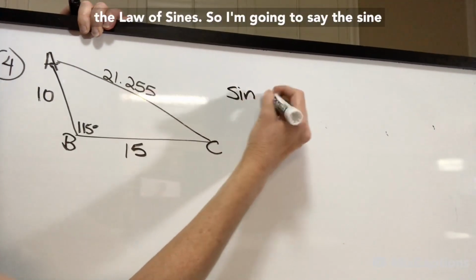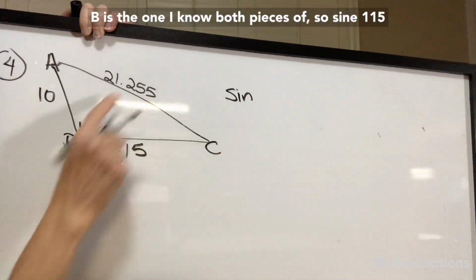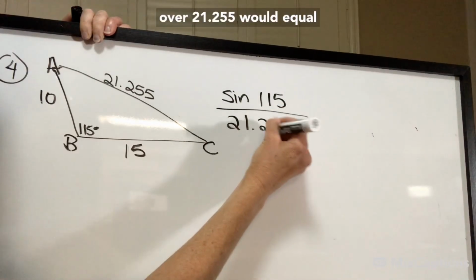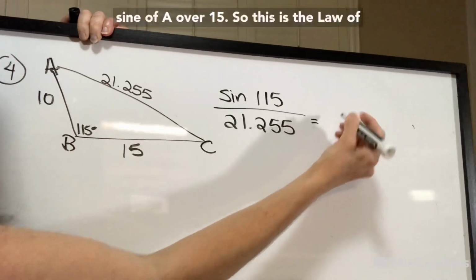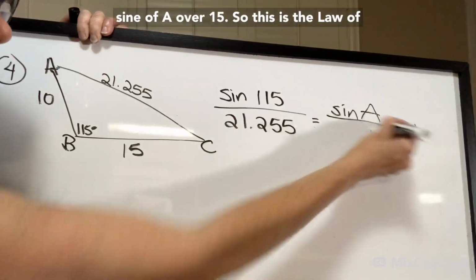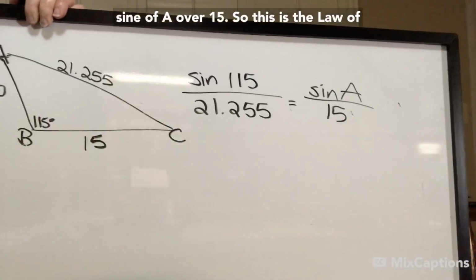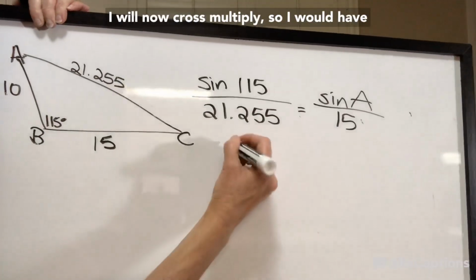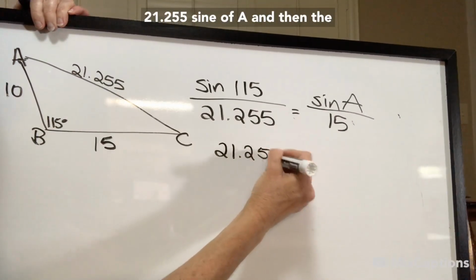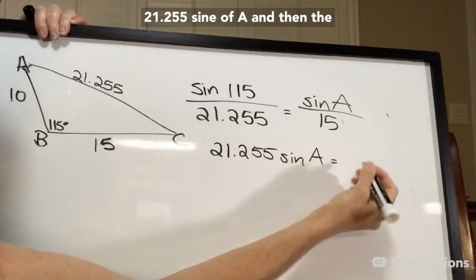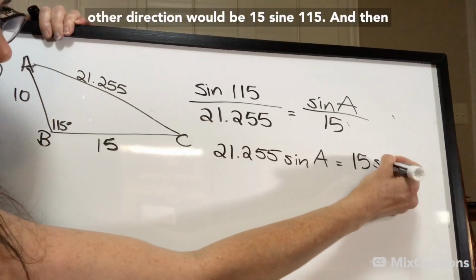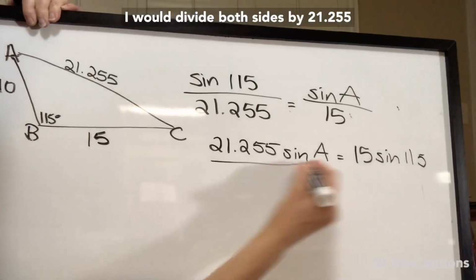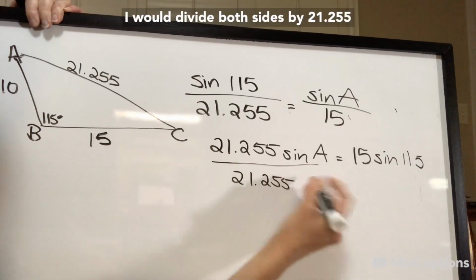So I'm going to say the sine B, B is the one I know both pieces of. So sine 115 over 21.255 would equal sine of A over 15. So this is the law of sines that we discussed in our last video. So I will now cross multiply. So I would have 21.255 sine of A, and then the other direction would be 15 sine 115. And then I would divide both sides by 21.255.